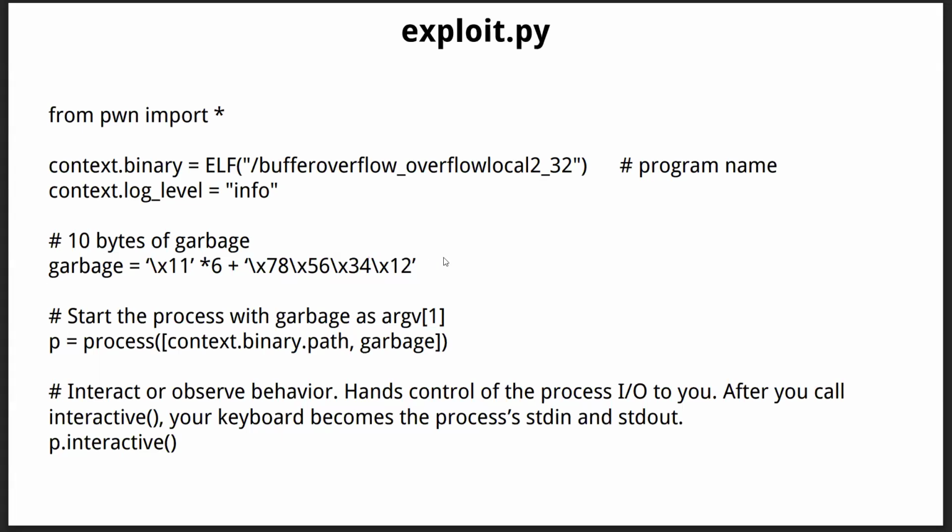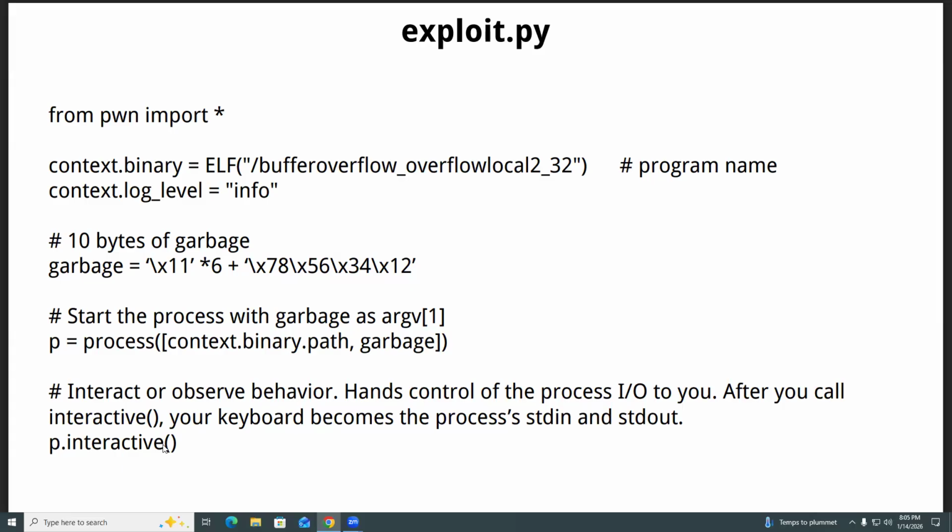Then you create your payload. The payload here is bytes of garbage. So here we have 6 bytes of garbage, then plus another 4 bytes of this, right? Then you just run this program. You use the process interface to run this program, and this is an array. The first argument is the name of the program, so it's binary.path, then the payload or garbage. And after that, you can do p.interactive to make the terminal give control back to you. Okay. So this also works.